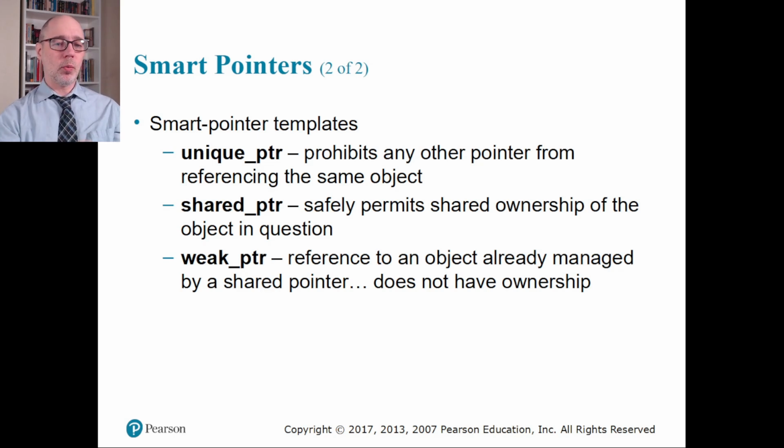Number 1, when we say ownership, we mean that's the pointer that's responsible for deleting the object when we're done with it. So unique pointers and shared pointers automatically take ownership of it. Weak pointers don't do that. And the other thing is that when you're using smart pointers, you'll never use delete.